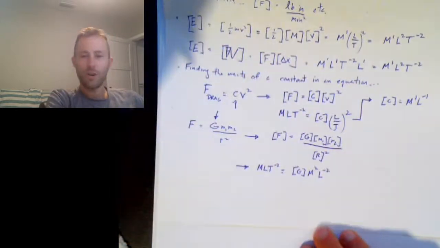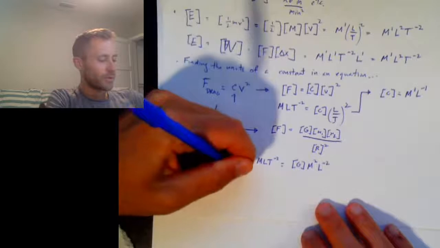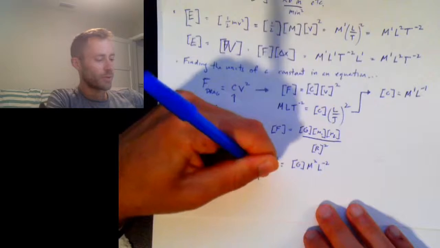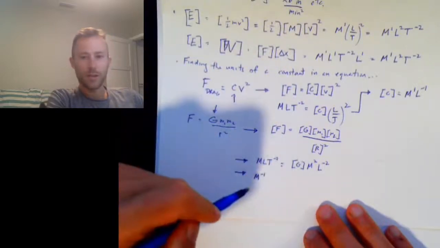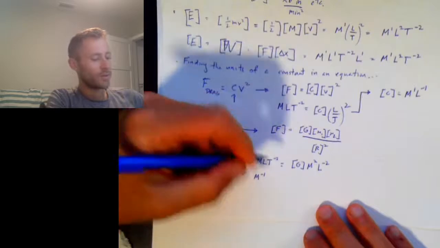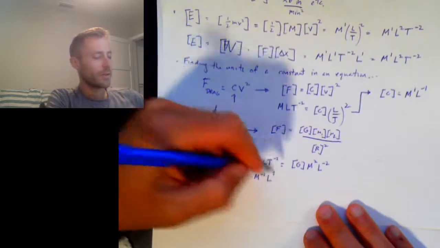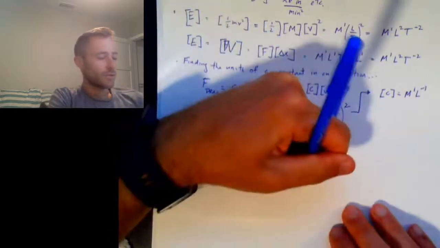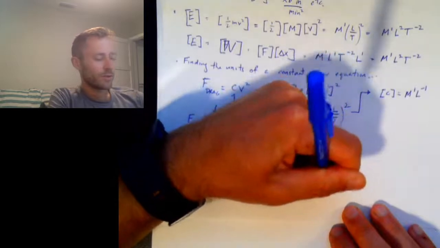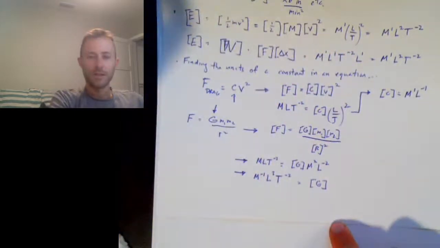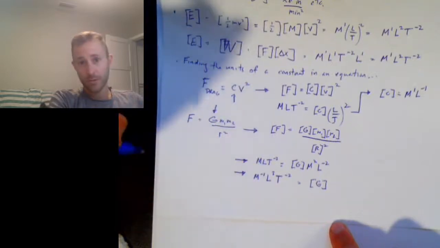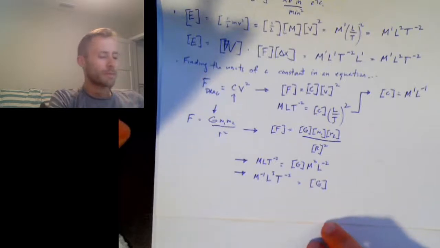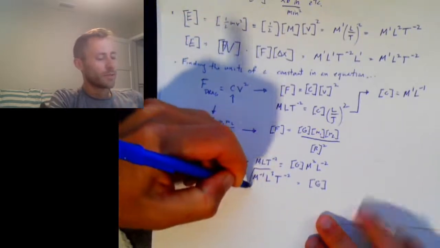So you can see that I can solve for the units of G. If I divide both sides by m squared, I get M to the minus 1. If I divide both sides by L to the negative 2, on the left-hand side I get L to the third, and then I have T to the minus 2. So these are the fundamental units of the gravitational constant: mass to the negative first, length to the third, and T to the minus 2. So we're going to use that.